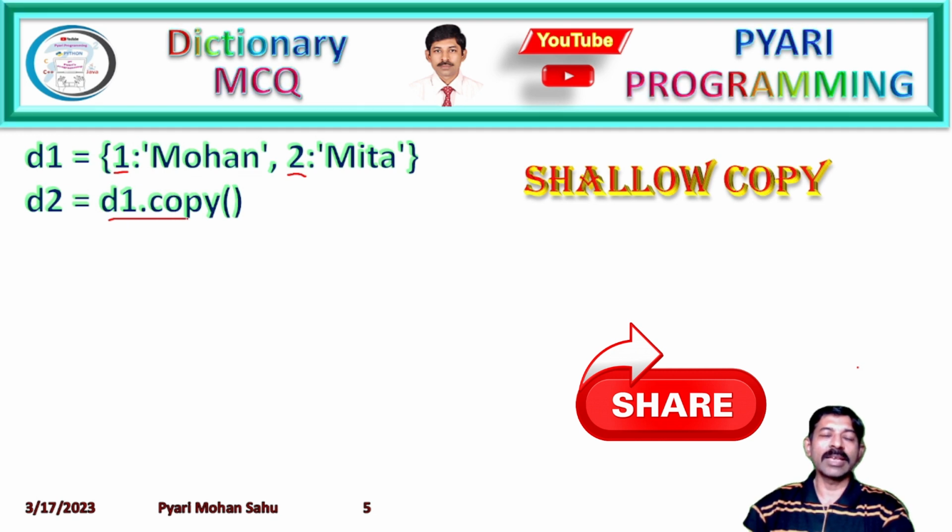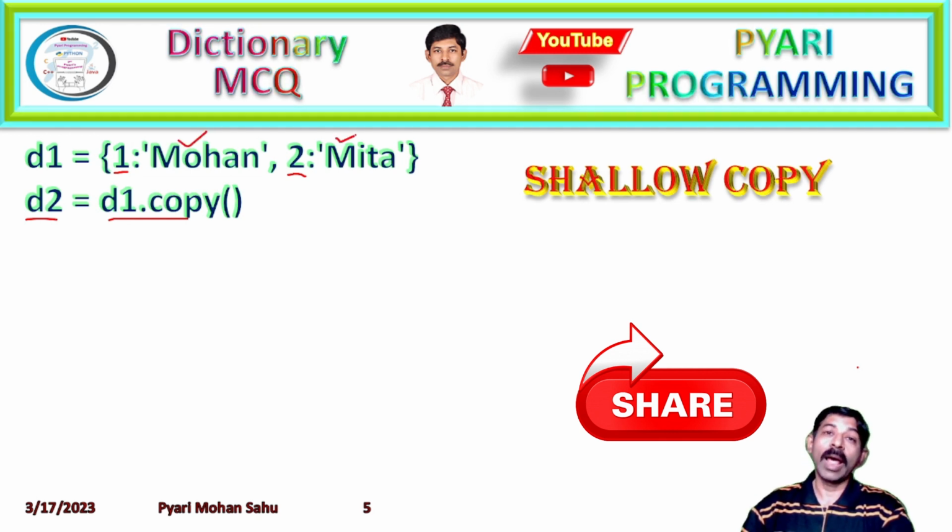So in this case, a shallow copy of D1 is created, which is assigned to your dictionary D2. What happens in this case? A duplicate copy of the key of your D1 is assigned to D2, where both the keys D1 and D2 are referring to the same value called Mohan and Mita.